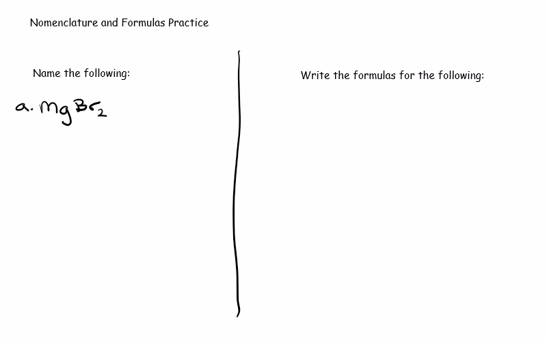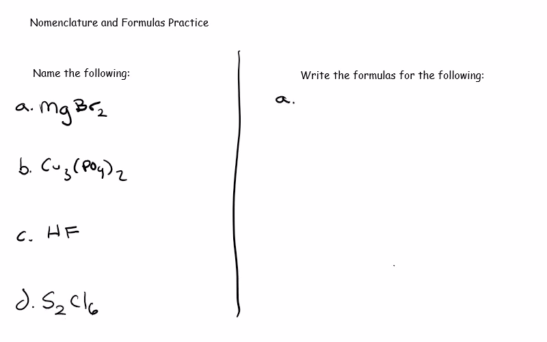MgBr2. The next one we're going to name, mixing it up, we'll do Cu3(PO4)2. After that, let's do HF. And finally, we'll name, let's see, S2Cl6.